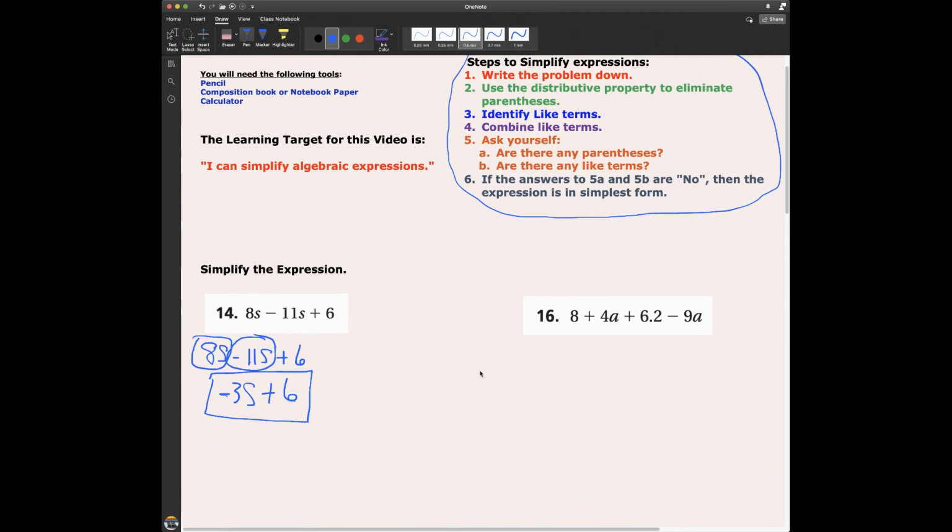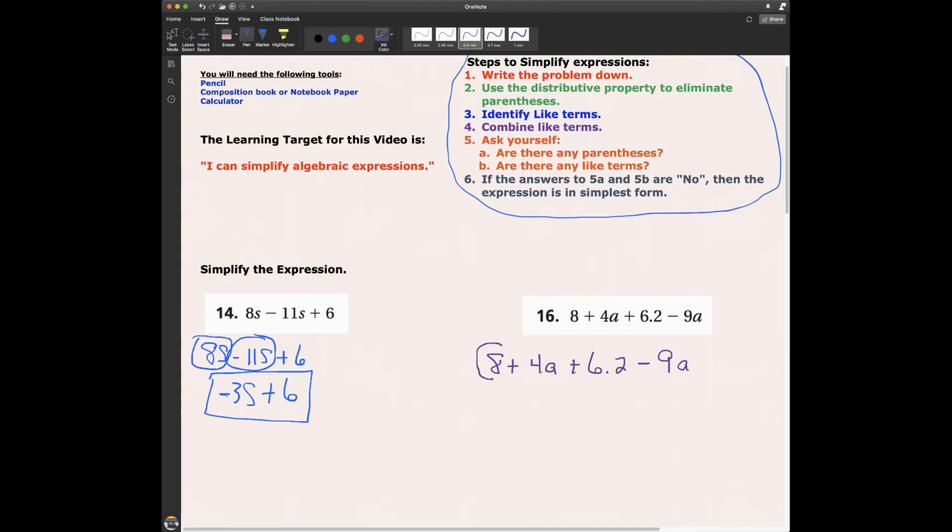All right, let's look at problem 16. So again, let me write the problem down. 8 plus 4a plus 6.2 minus 9a. All right, wrote the problem down. Distributive property, do I need to use that here? There are no parentheses, so I'm good. Let's identify the like terms.